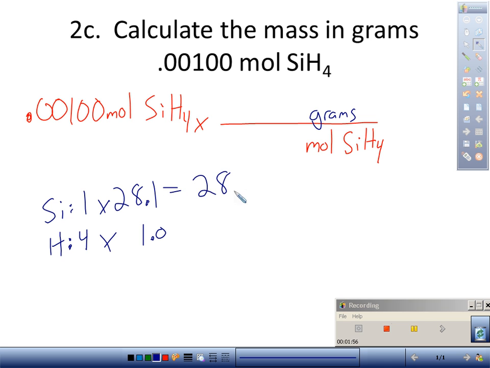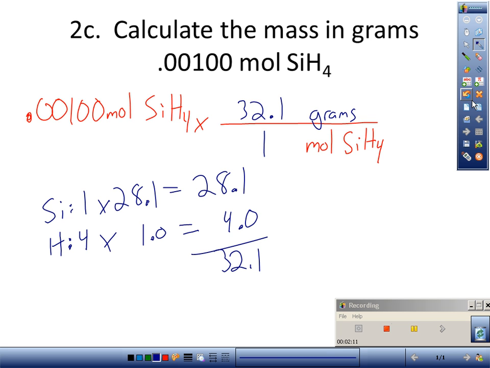I multiply these across. That goes right in here. It's always that many grams for 1 mole. And I multiply that, and that would get me my answer.